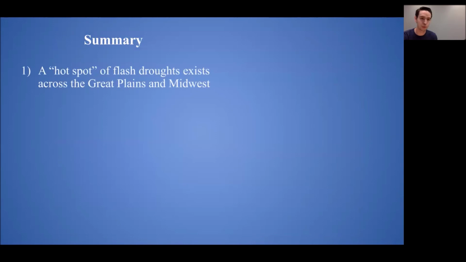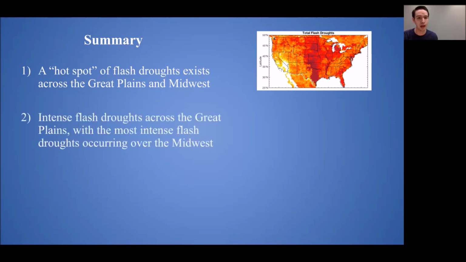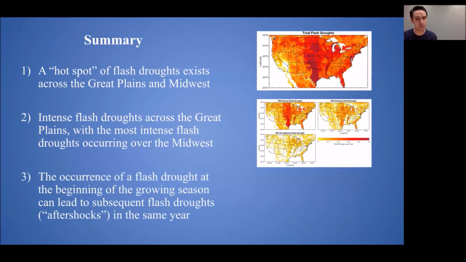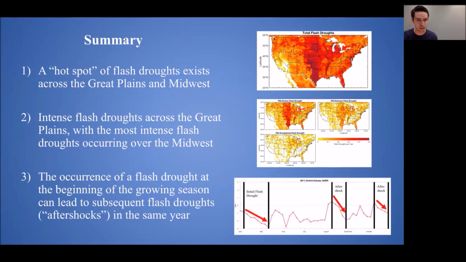So the biggest takeaway points from the research so far are that a hotspot for flash droughts exists across the Great Plains and the Midwest, as well as some more local regions, as mentioned, the Mississippi embayment and the Southeast United States. These intense flash droughts can occur mostly in the Great Plains, but we see the most intense flash droughts occurring over the Midwest. And lastly, something we just stumbled upon, the occurrence of flash drought aftershocks after an initial flash drought in a given season.